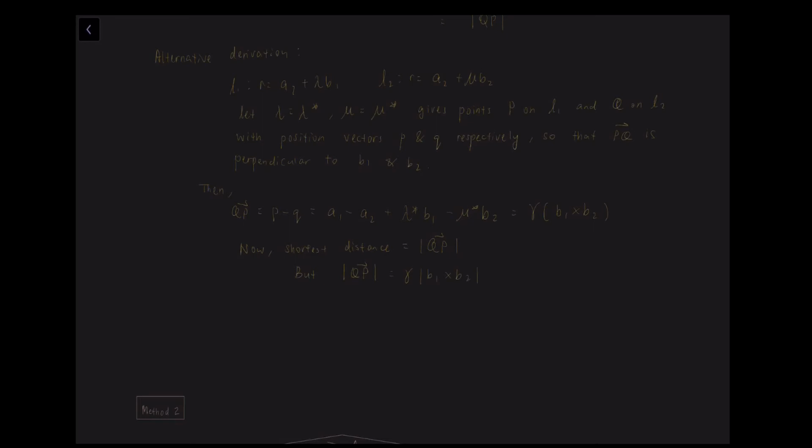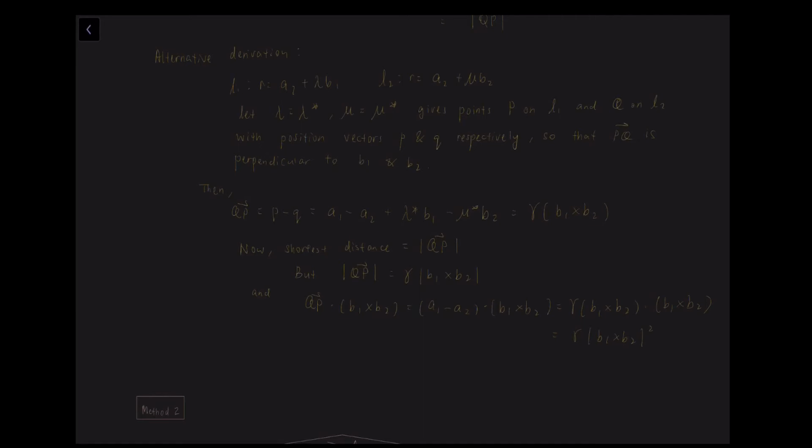And QP dot B1 cross B2 equals A1 minus A2 dot B1 cross B2, and equals gamma times B1 cross B2 dot B1 cross B2, which can then be simplified because when two similar vectors dot together, you get the modulus squared. So gamma times the modulus squared of B1 cross B2.